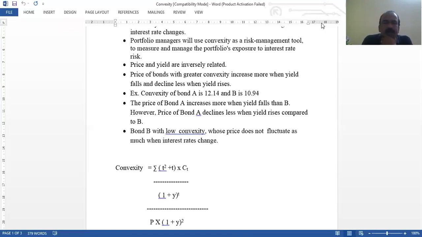Yeah. Now, how do we compute this? Look at the equation.